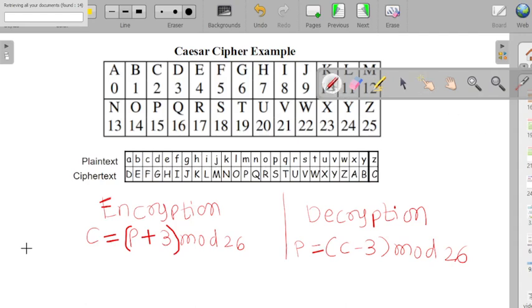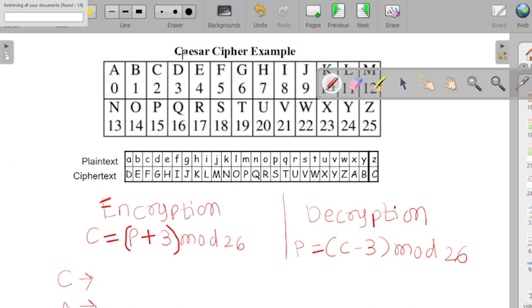Now let's begin with the second example using Caesar Cipher. We have our plaintext message, that is cat, and we need to encrypt that message into our ciphertext message. So for encryption, we are using this formula: C is equal to (P + 3) mod 26. First of all, we have to identify the index of our plaintext message.